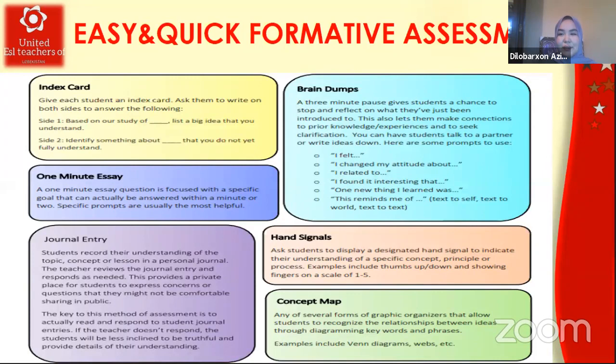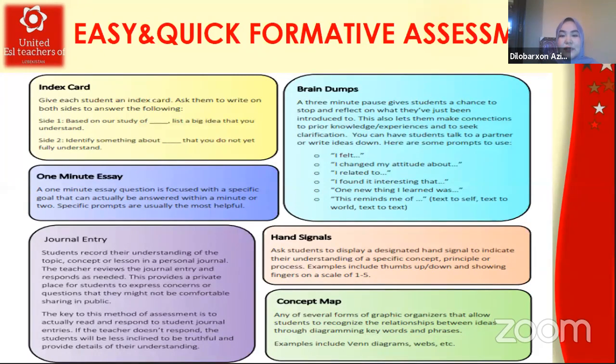And we have brain dumps. It's another quick way of formative assessment which can be applied in your classroom. This is like when you have covered everything in your lesson, when you have, for example, explained the usage of present perfect, you can have a 3-minute pause and then ask students to write everything about what they have learned during the class.